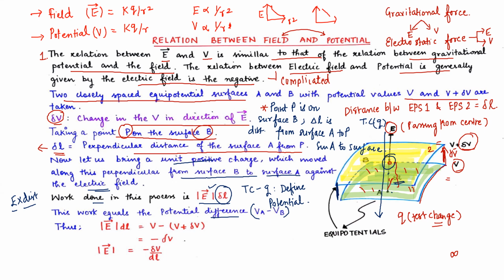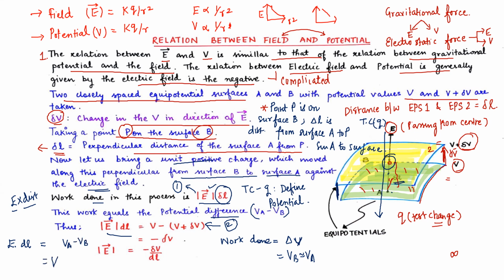How do we define work? According to the potential, work done equals the change in potential, that is VB minus VA, or vice versa as per the requirement of negative signs. So this work done equation we can name equation 1. From this equation and from this equation we will get this relation. The relation is: work done, E into the distance between the two equipotential surfaces, equals VA minus VB.